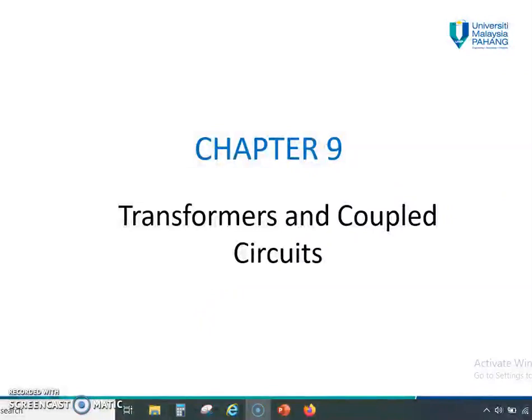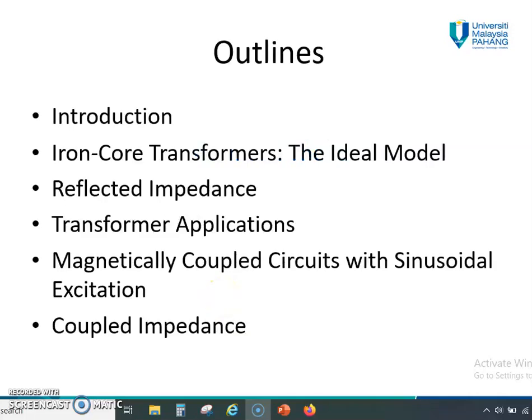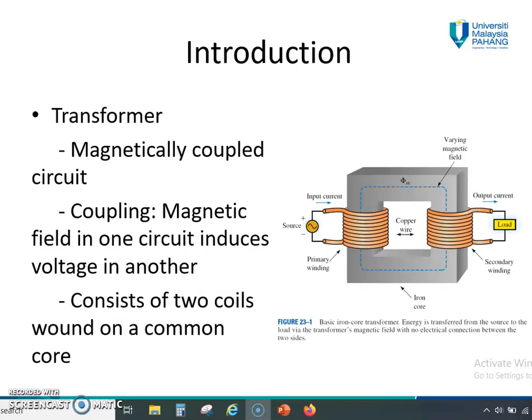Okay, today we will continue our lesson on the topic of transformers and coupled circuits. In this topic, we will look into the ideal model of the iron core transformers, the reflected impedance, the application of the transformers, magnetically coupled circuits with sinusoidal excitation, and also the coupled impedance. For the first one, we will look into an introduction to the ideal model of the transformer.